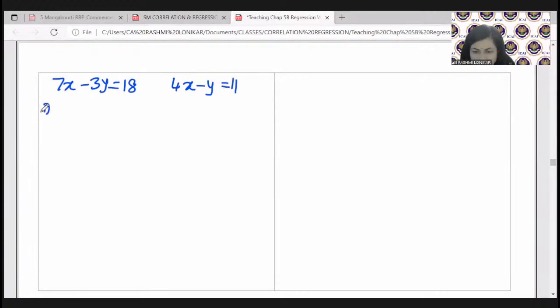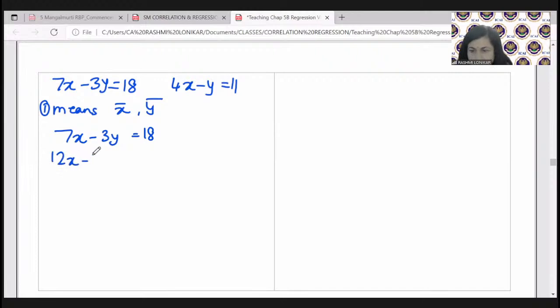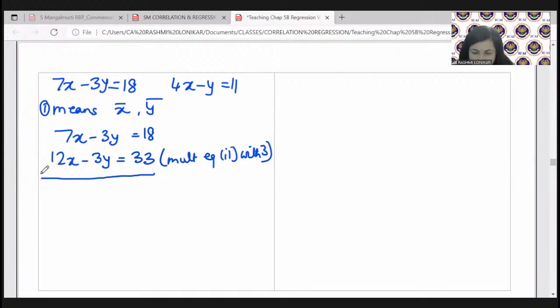First, I want to find the means, x bar, y bar. What do I do? 7x minus 3y is equal to 18, and the second equation I multiply by 3. So I have 12x minus 3y is equal to 33, by multiplying equation 2 with 3. Now I'm going to subtract. So this becomes minus 5x is equal to 33 minus 18, which is 15, so minus 15. So x is equal to 3. Right? x is 3.